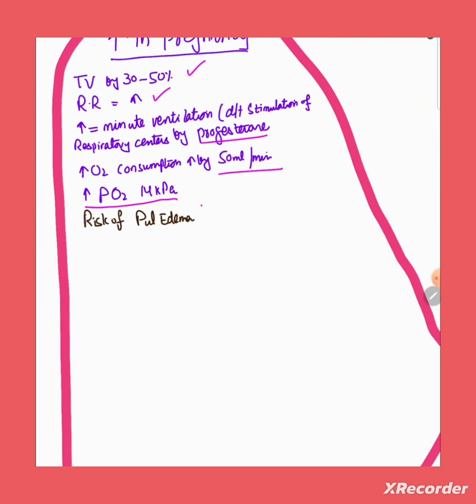So the things that increase in pregnancy: there is a tidal volume which increases by 30 to 50%, the respiratory rate also increases, and there is an increase in minute ventilation due to stimulation of the respiratory centers by progesterone, and there is increased consumption of oxygen, which increases by 50 ml per minute, and there is increased pressure of oxygen, which is around 14 kilopascals, and hence there is an increased risk of pulmonary edema.